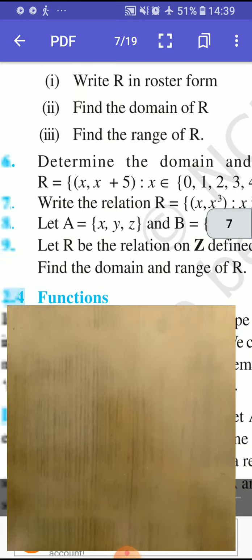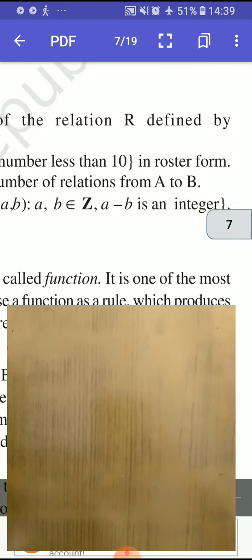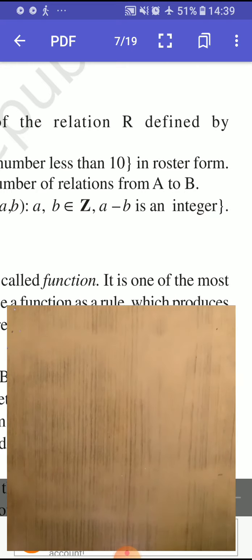Okay, now come to the next question. The next question is question number 7. Write the relation R = {(x, x cube) : x is a prime number less than 10} in roster form. You have to write this relation in question number 7 into roster form. Okay, let us see how to solve this problem.